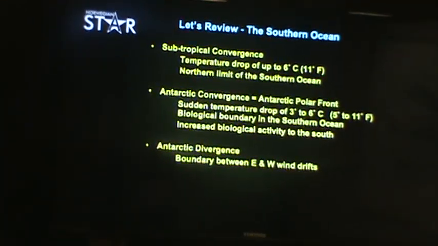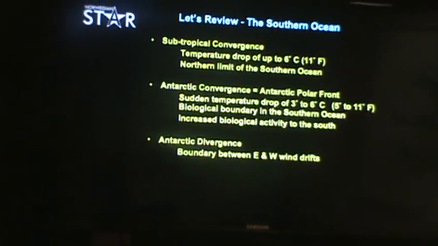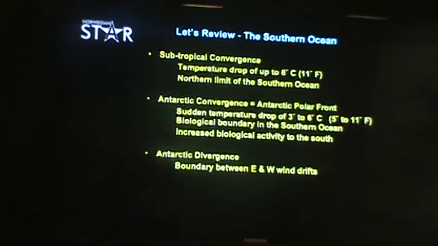And we have the Antarctic divergence, which is the boundary between the east and west winds in the area.